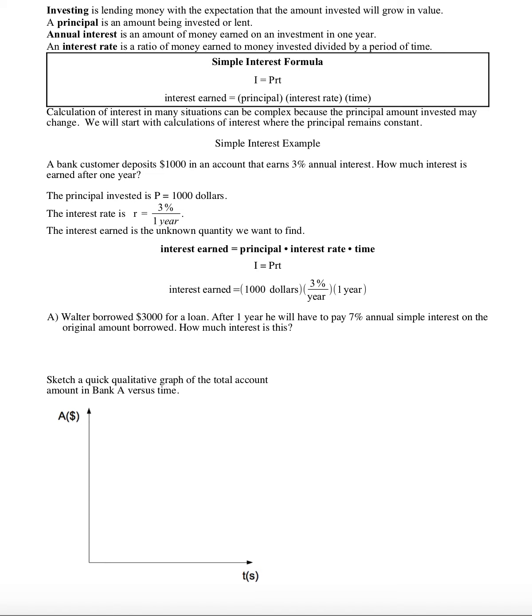The way that interest is calculated in the real world can be quite complex. So we're going to start it off very simply with the simple interest formula. It's the most basic way to compute interest earned. It involves the formula I equals PRT, where I is the interest earned, P is the principal that was invested, R is the interest rate, and T is the time that the money was lent for.